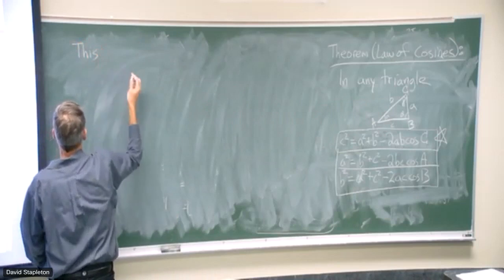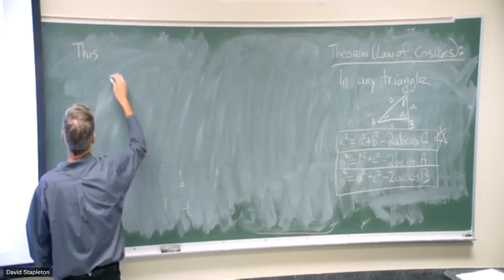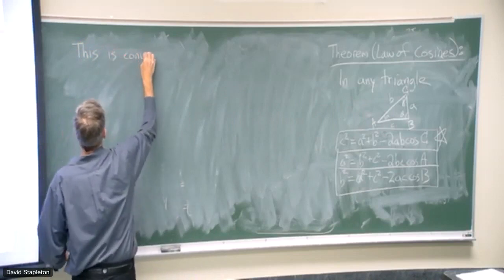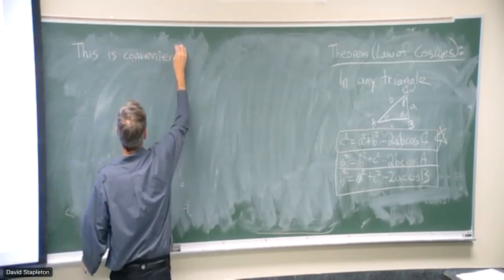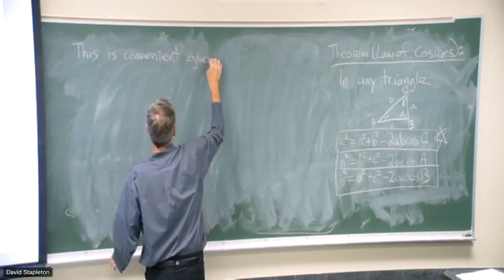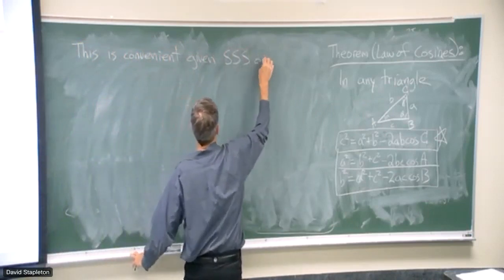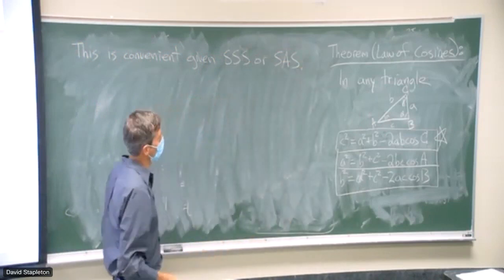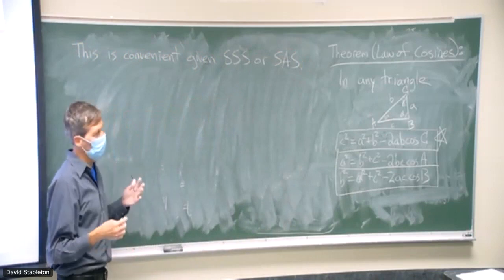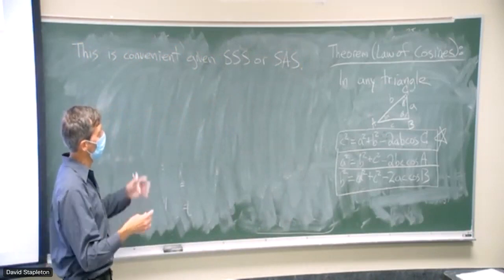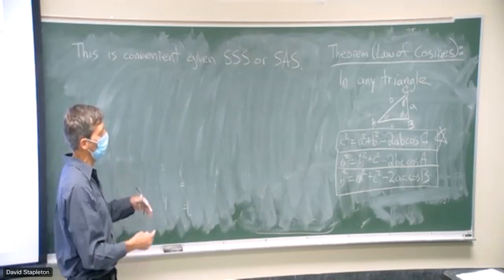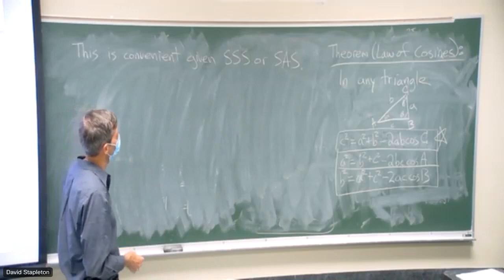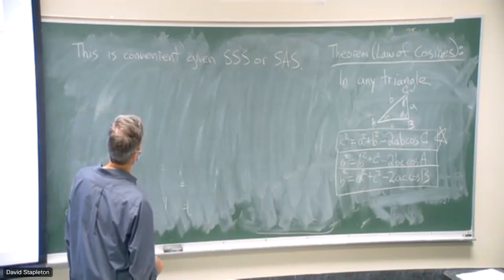We can write an equation with all but one letter known and then solve for the last letter that's left. This is convenient given side, side, side, or side, angle, side in a triangle. Any other case, you'll have two unknowns in the equation, and you won't be able to solve it right away. You have to write two equations with two unknowns to solve it too. That's a mess. It's easier to drop a perpendicular and use right triangle trig. So this is faster if you get those.